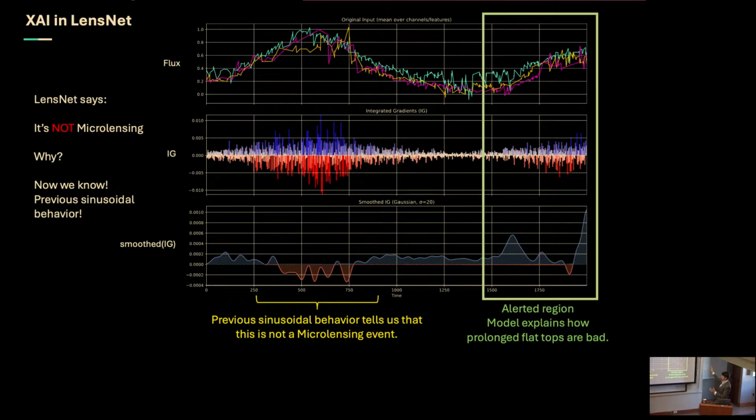So if you smooth those integrated gradients, like the bottom plot, after that, you obtain that in the bottom area, in the first Gaussian or first mountain that appears there, the pipeline is thinking that this is negatively impacting the model. So the presence of this sinusoidal behavior is telling us that this is not a microlensing event, and that's why the integrated gradient algorithm told us that this is not a microlensing event, because of the presence of this sinusoidal.